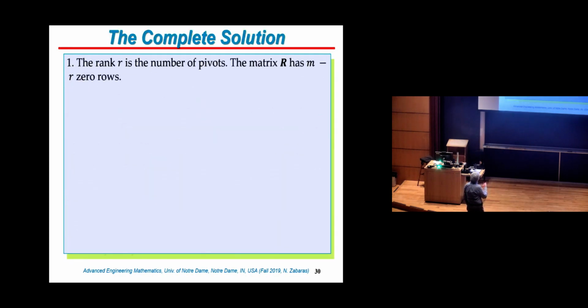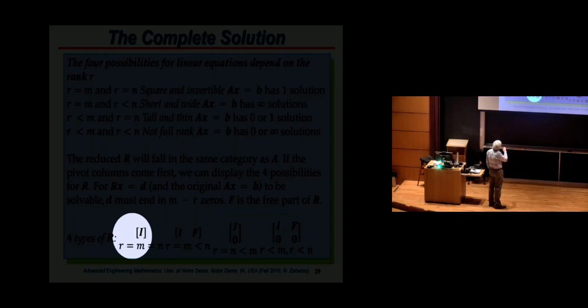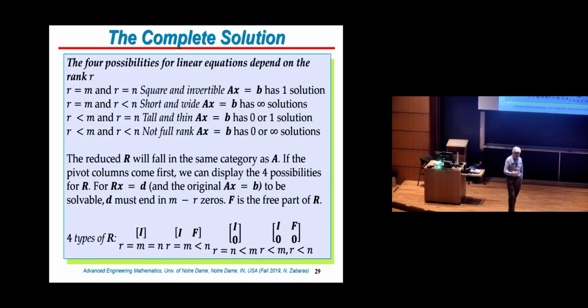So let me go back. I want you to look on this equation, or not equation. There are 4 cases, 4 different types of R that you see on the bottom. So look at this. Will you agree with me that if R is equal to M equal to N, then you only get the identity matrix? Right? So this matrix has full row rank and full column rank. This is very important. So the columns are independent, the rows are independent, and when you do elimination, this matrix becomes basically identity.